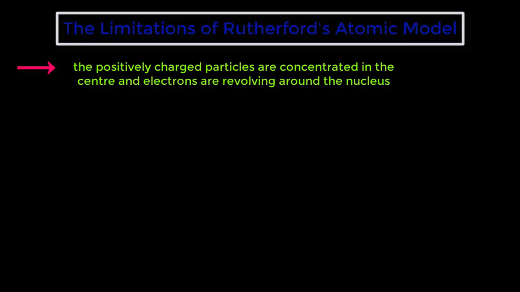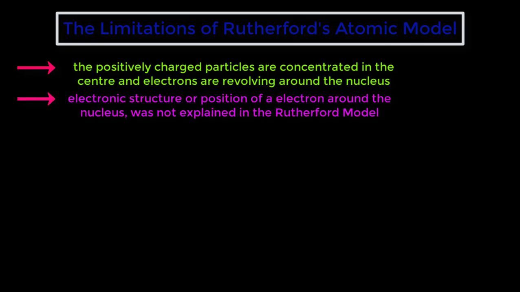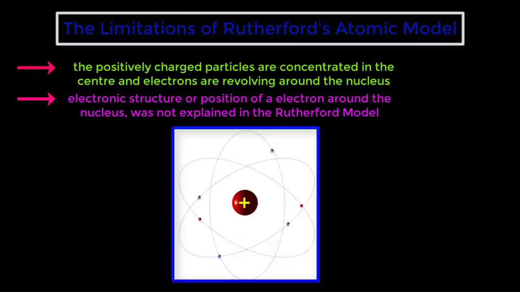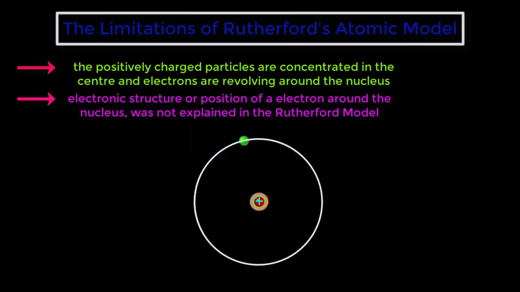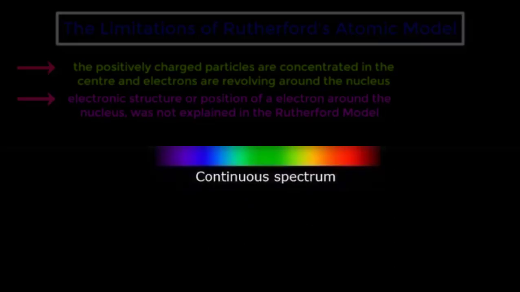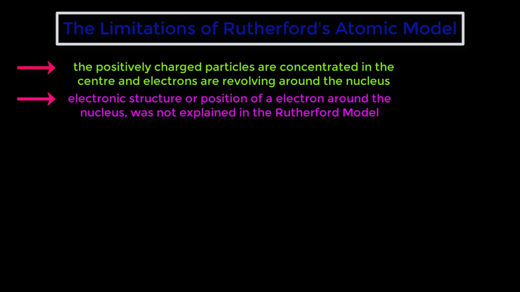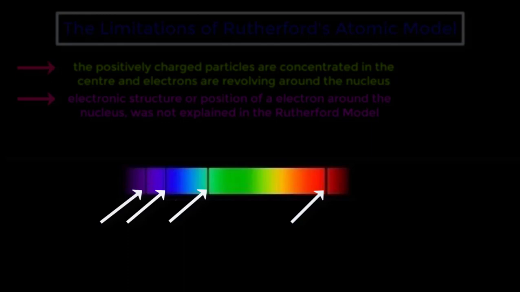Now let's move to the second drawback. Electronic structure or position of an electron around the nucleus was not explained in the Rutherford model. That means he could not explain where the electrons are exactly revolving. Now let's move to the third drawback. If the electron is revolving and at the same time it emits energy, then we must get a continuous spectrum. But it was observed that instead of getting a continuous spectrum, we are getting some discrete fine lines in the spectrum.